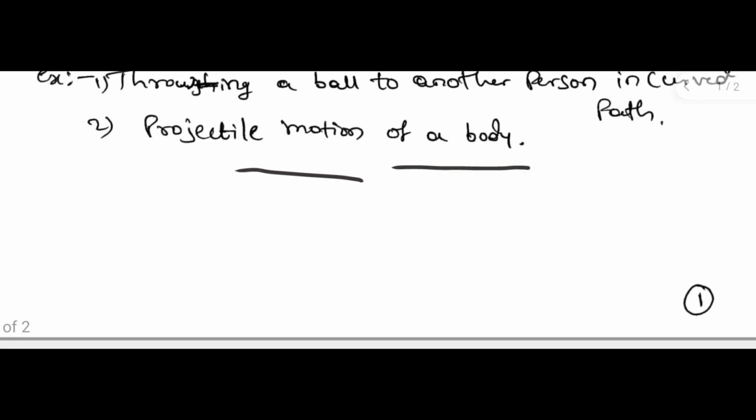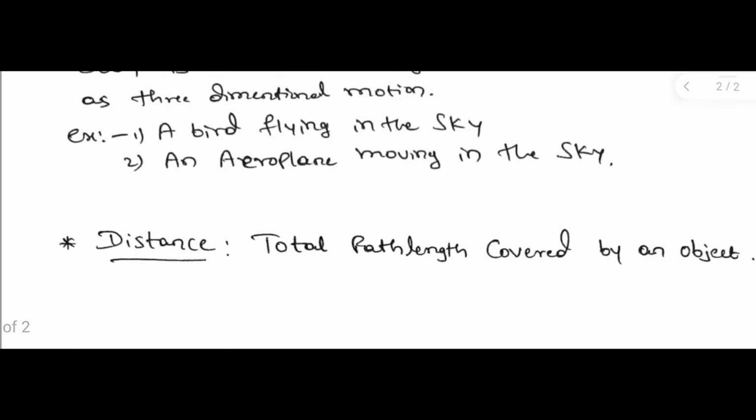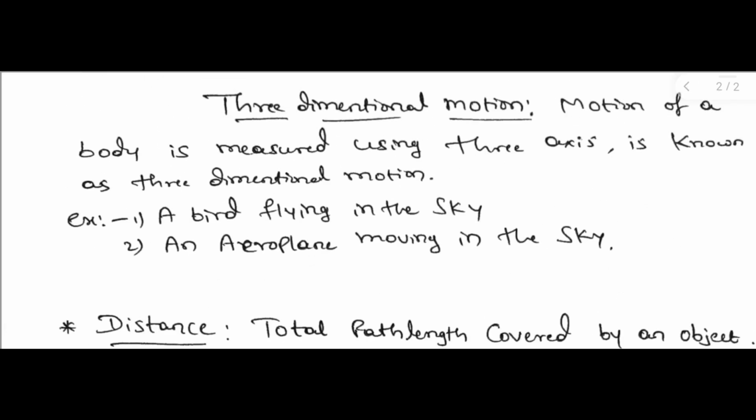Next I will discuss three-dimensional motion. Motion of a body measured using three axes is known as three-dimensional motion. For example, a bird flying in the sky, an aeroplane moving in the sky, a kite moving in the sky. Means the body or object must travel in space, that too freely. Such types of examples are three-dimensional motion.